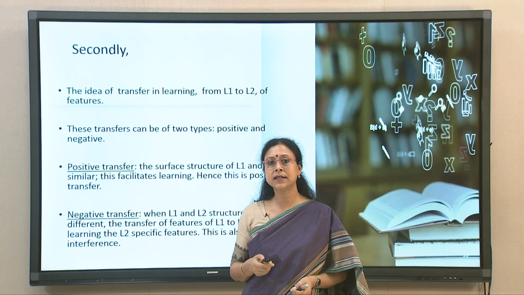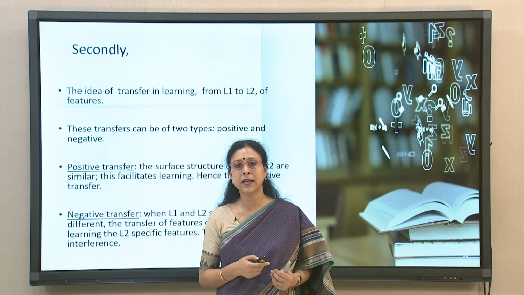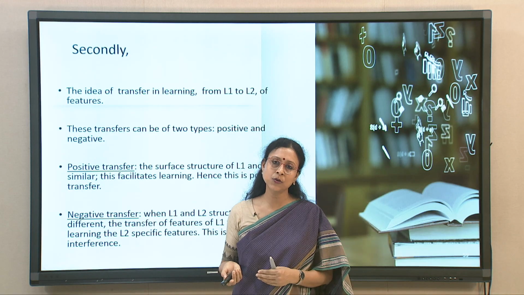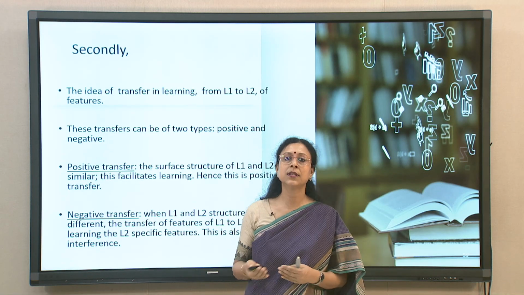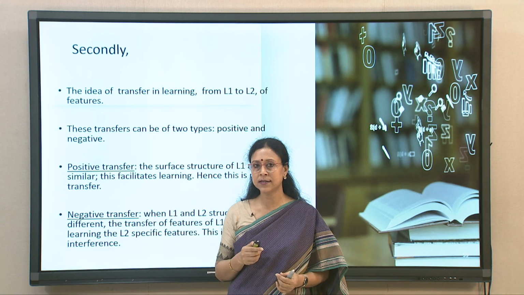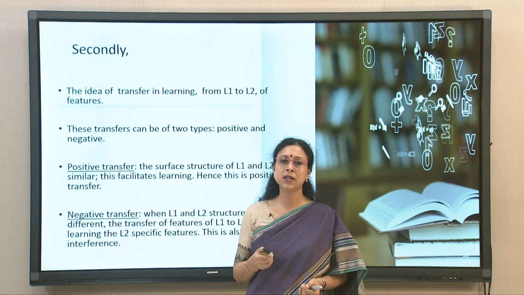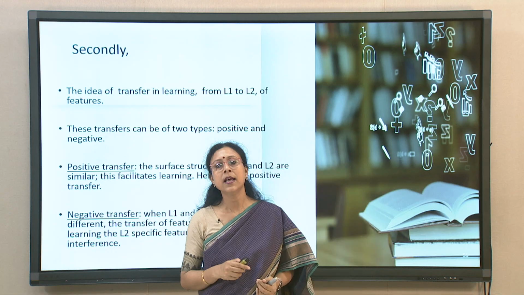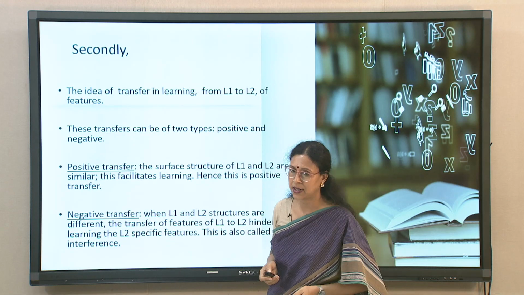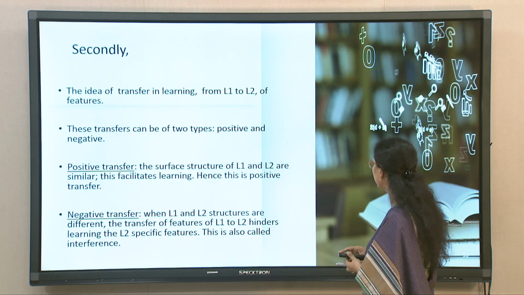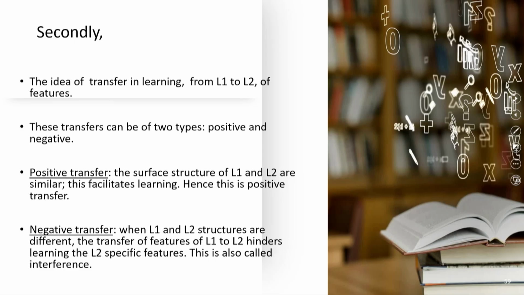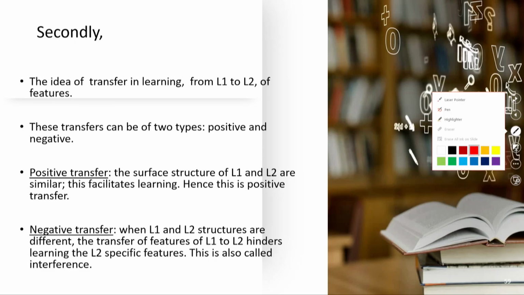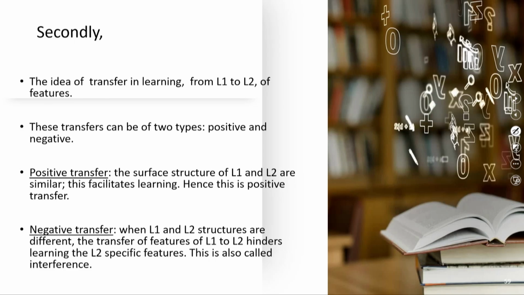But if there is a slight difference, where some sounds that are there in L1 are not there in L2, and L2 has a different set of sounds which are not there in L1, then you will see some problems with adjusting. That is what is being talked about here. So, positive transfer is when L1 and L2 have a similar kind of surface structure. Why is it positive? It is positive because in this case the transfer will help learning the L2. It facilitates learning because the structure is already there.